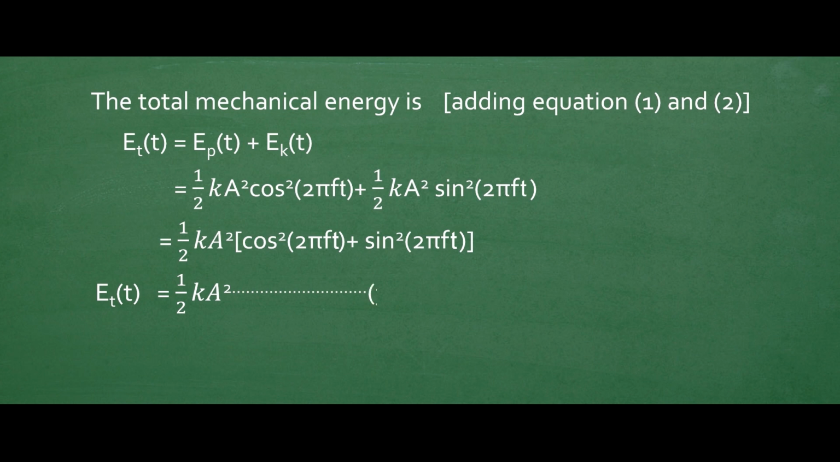We have the equation: the total energy of a simple harmonic oscillator is given by half times k times a square. I hope you remember what k is. K is the spring constant. What is a? A is the amplitude. So it simply means the total energy depends on the spring constant as well as the amplitude. I hope it's clear.